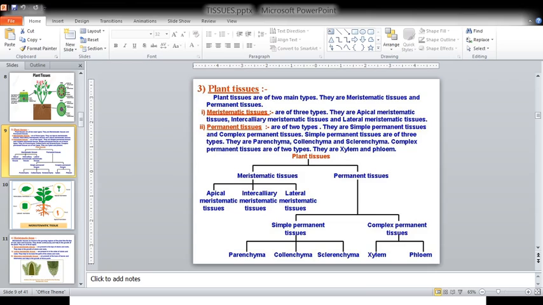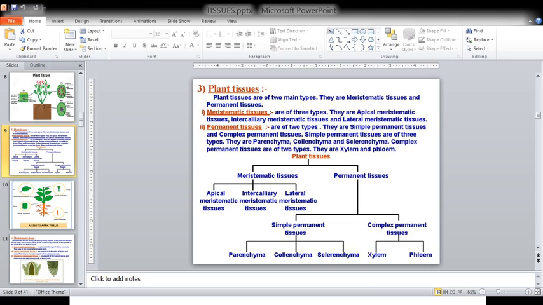Okay, don't learn it as it is, sentence by sentence. Remember the things. Apical means what? That should be the root and the stem. Intercalary means what? In the middle, so the leaf and the node. And lateral, the side of the stem and the side of the roots. Wherever they are present, there is growth of that part of the plant. So those are the functions. Like that you have to remember each and every type.